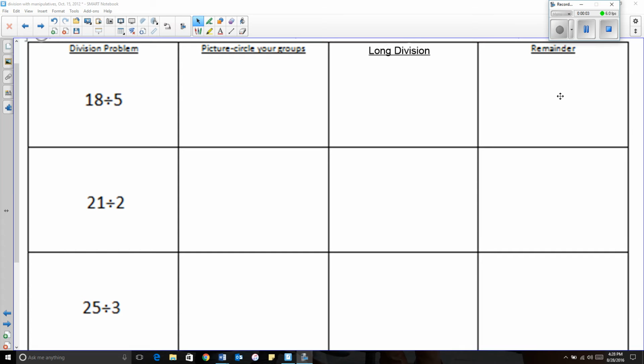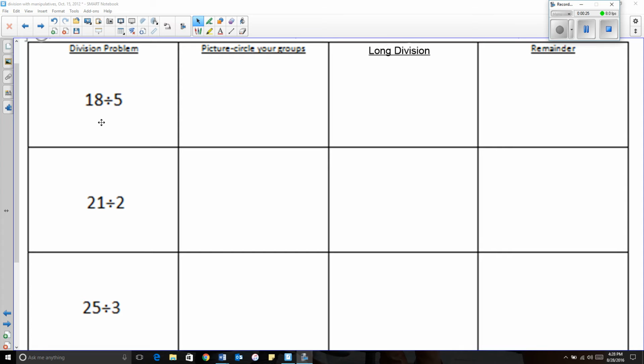Okay, so today we're going to be starting division, and we're going to be starting off very simple using manipulatives, using some blocks to act out the problems. I realize that some of you may already know how to divide, and that's fine. However, I want to make sure that you know exactly what is happening when you're dividing so that you can explain to someone else what you're doing.